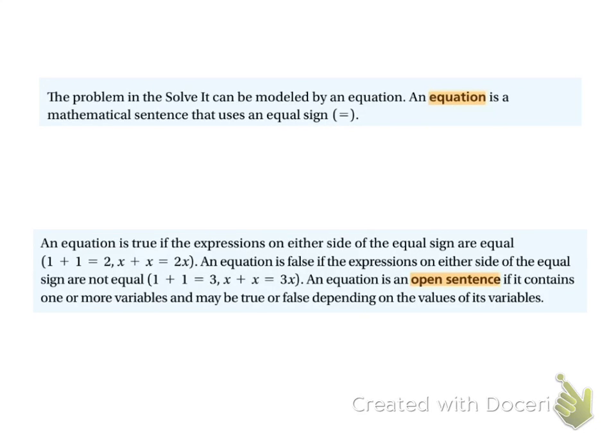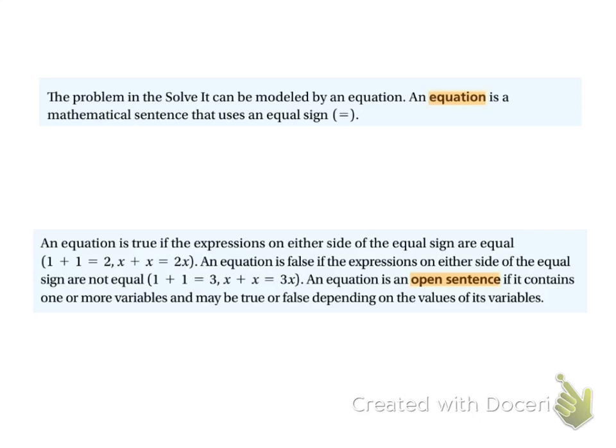Alrighty, this is section 1.8 of Algebra. An equation is a mathematical sentence that uses an equal sign. So far we've been working with expressions, but when we use an equal sign, then it's an equation. An equation is true if the expressions on either side of the equal sign are equal.